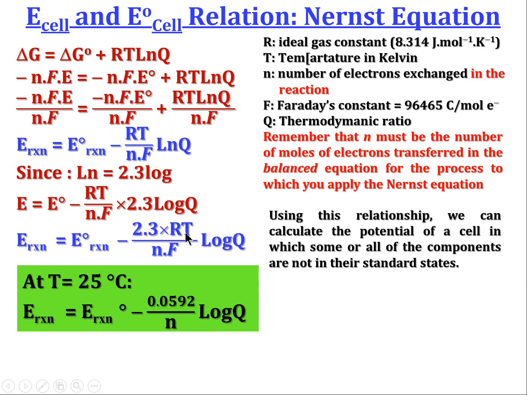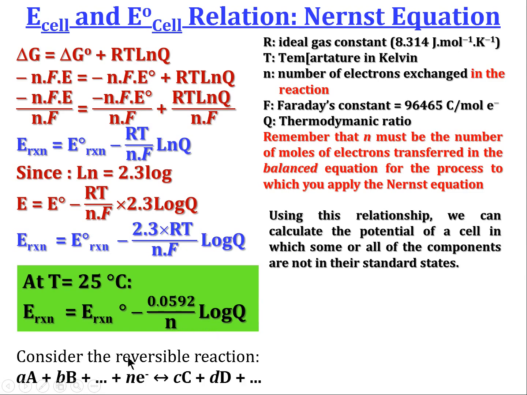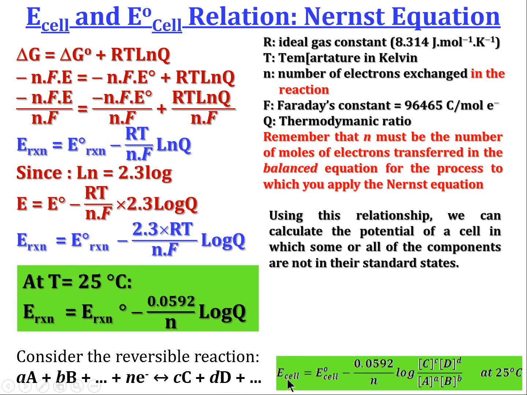At T equal 25 degrees, 298 Kelvin, we replace R by its value and F, the Faraday constant, 96465, and the relation is transformed to E of the reaction equal E0 of the reaction minus 0.0592 divided by N log Q. So for the general reaction, A plus B plus an electron gives C plus D, we can apply E of the cell equal E0 of the cell minus 0.0592 divided by N, where N is the number of electrons exchanged in the course of the reaction, log Q, and Q is equal to the thermodynamic ratio.